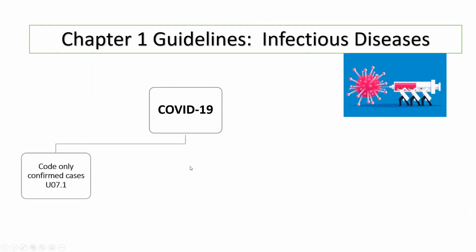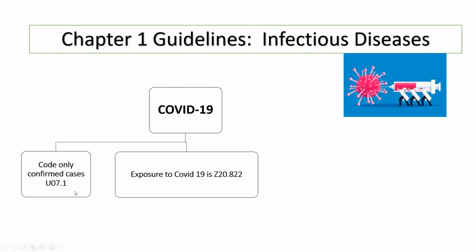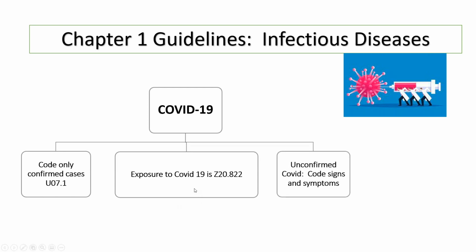For COVID-19, make sure you code only the confirmed cases. This goes against the Uniform Hospital Discharge Dataset Guidelines.